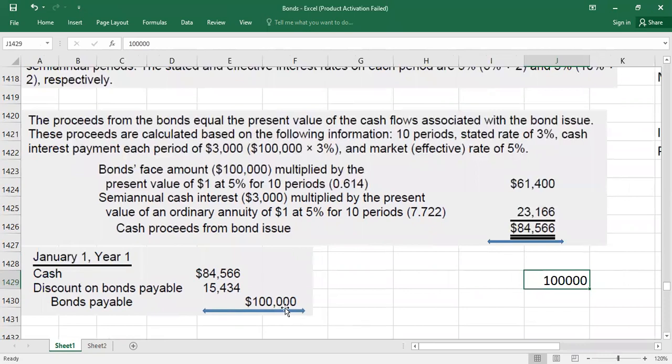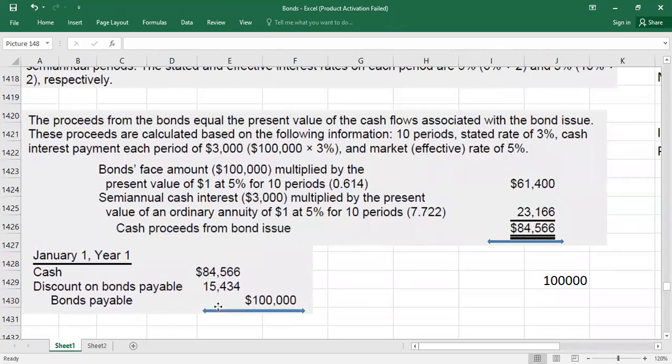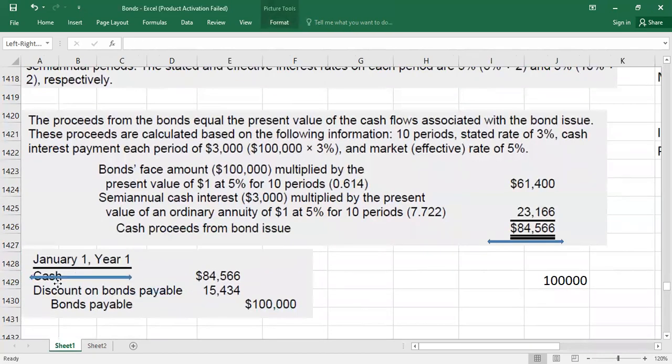So here we have the entry. What entry will you pass? You will debit cash with 84,566, because cash will be debited with the present value. Debit will also go to the discount on bonds payable, which is the difference of face value and present value, and the difference is 15,434. And credit will go to bonds payable with the face value. This is how initially you will record your bonds.